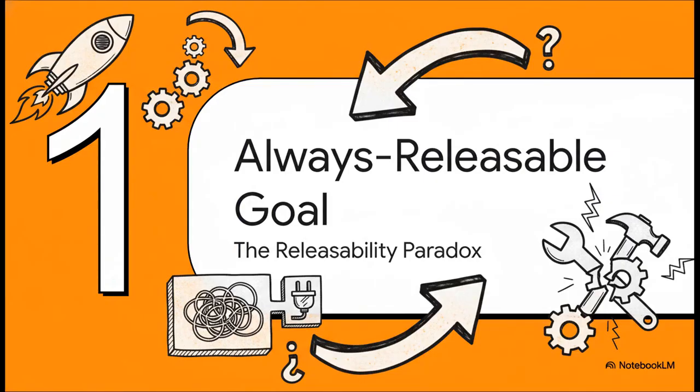So this brings us to what you could call the releasability paradox. On one hand, you want your application to be stable and ready to release at any given moment. But on the other hand, real-world development means making big, sometimes messy changes that can temporarily break things. These two goals feel like they're in direct conflict with each other. So how do we actually reconcile them?